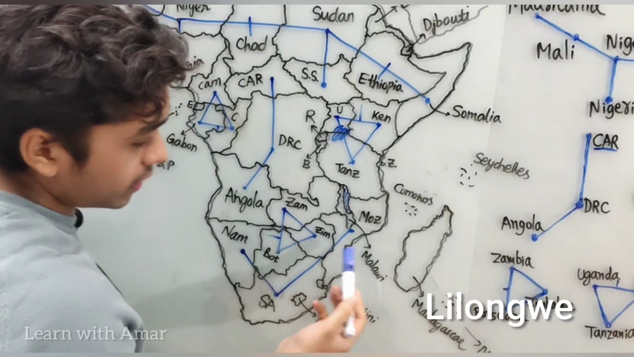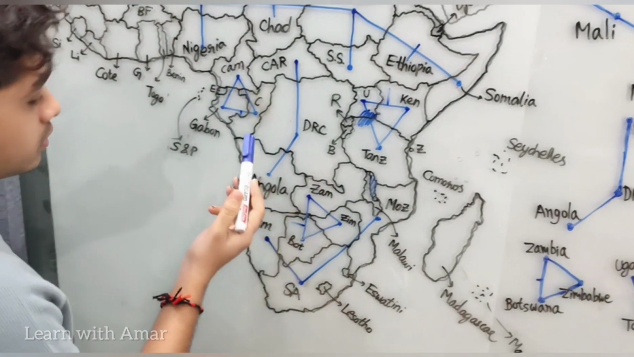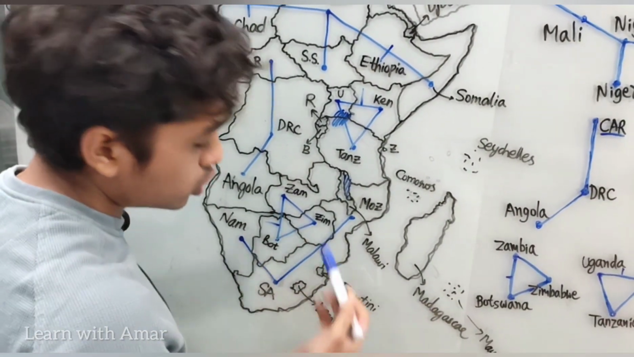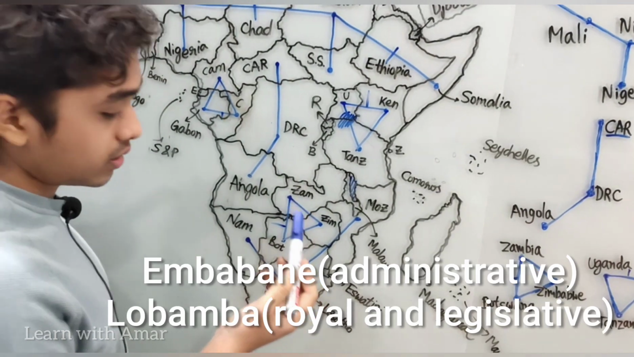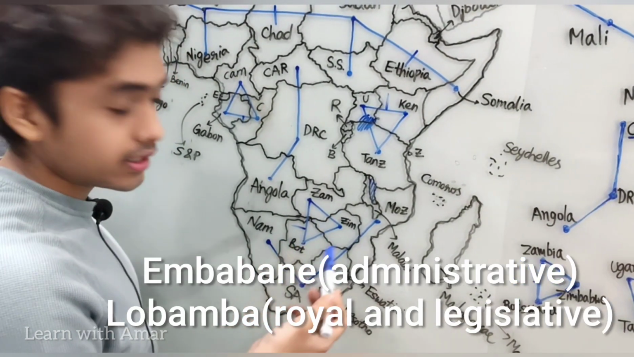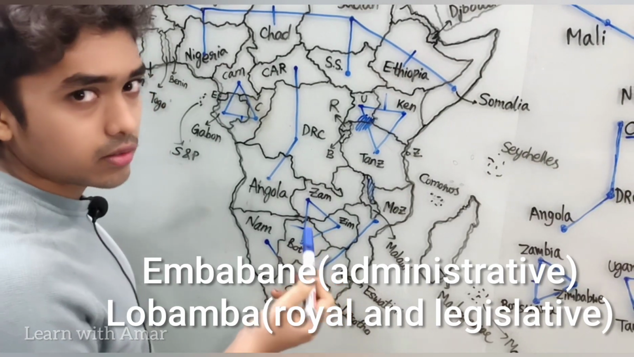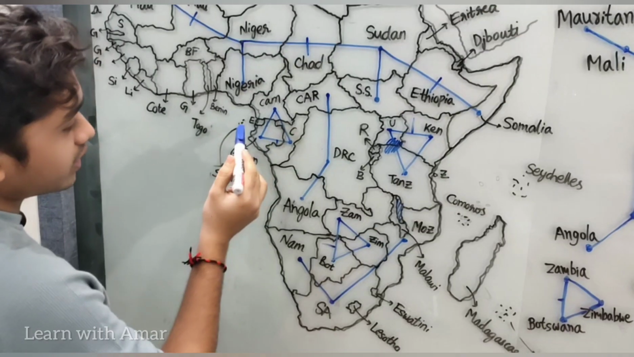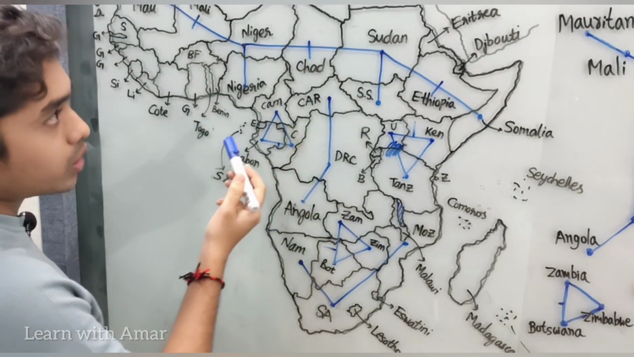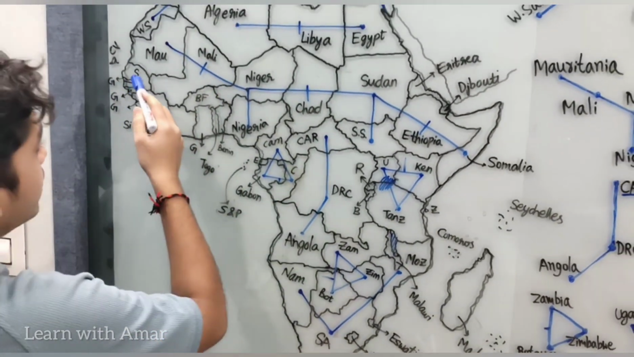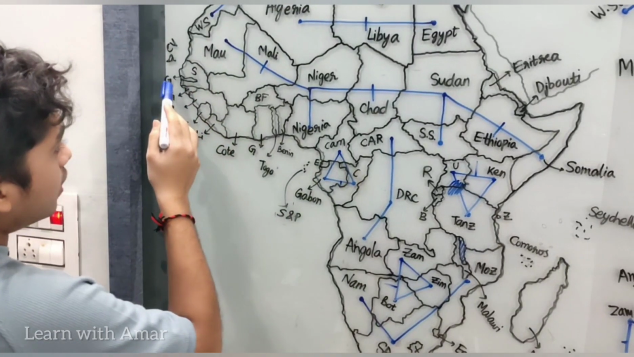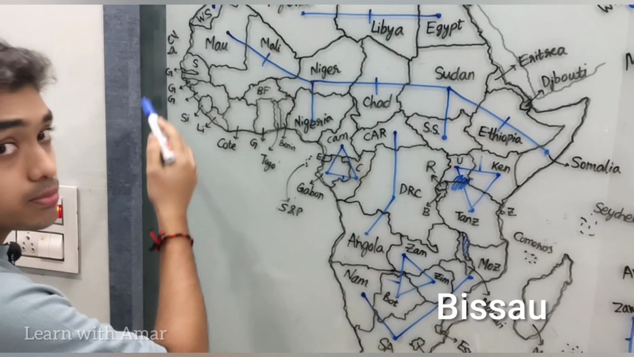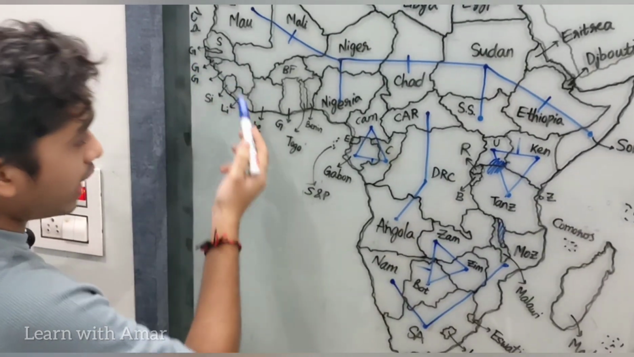Malawi is Lilongwe. Then we have these. Lesotho is Maseru. Eswatini has two capitals. One is Mbabane and the second is Lobamba. Then comes Equatorial Guinea, Malabo. Now coming here, Senegal is Dakar. This is Gambia. Gambia is Banjul. Then Guinea-Bissau is Bissau. Guinea is Conakry.